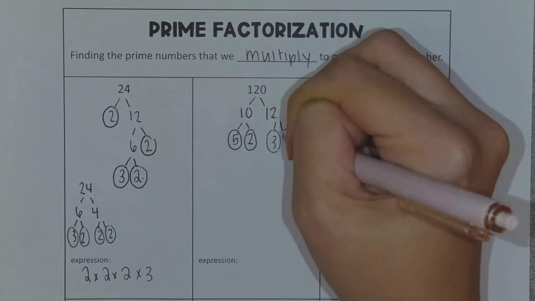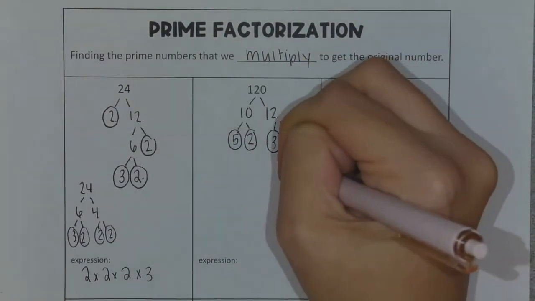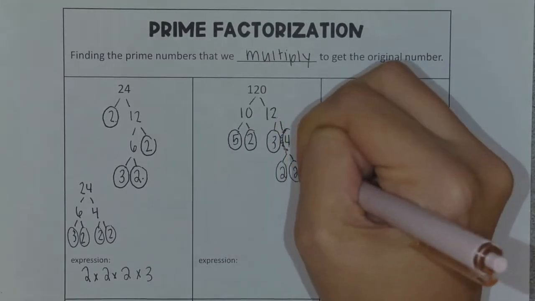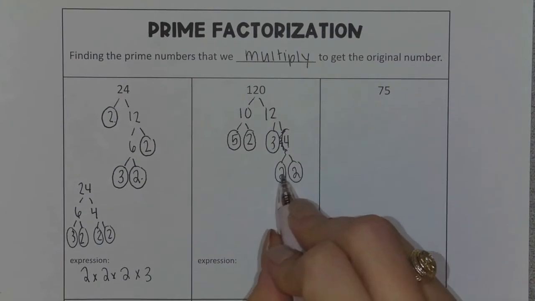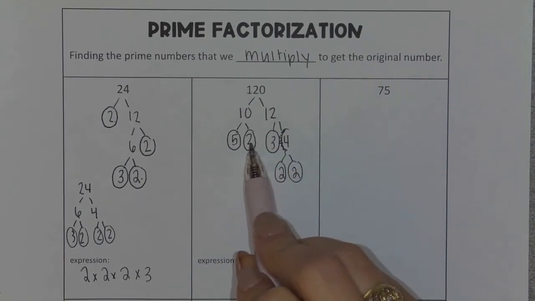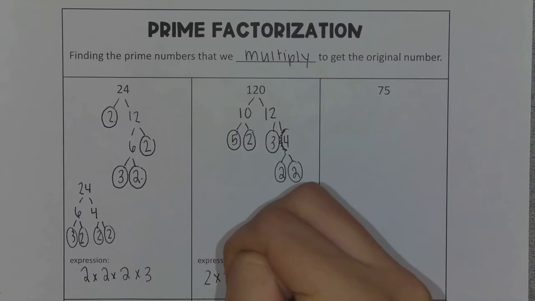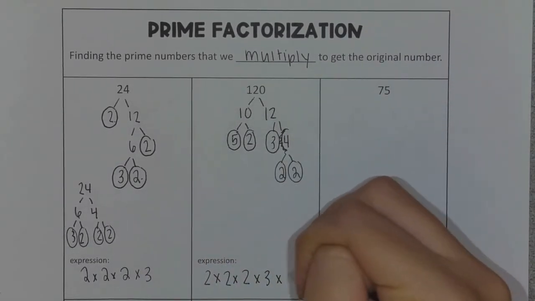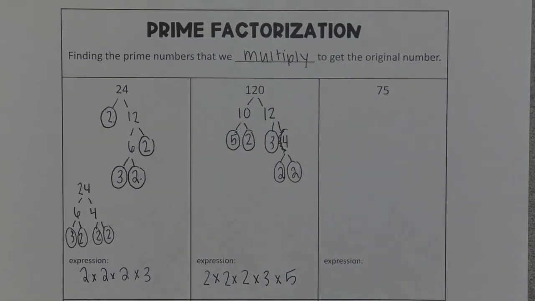3 is a prime number. Oh my gosh, I almost made a mistake. 4 is not a prime number. Sorry. I can break down 4 into 2 and 2. Okay, so now I'm going to write that expression. Start with the smallest number, the smallest factor. So I see 1, 2, 3 2s. So it'll be 2 times 2 times 2. Then times 3 times 5. And that'll get me all the way to 120.